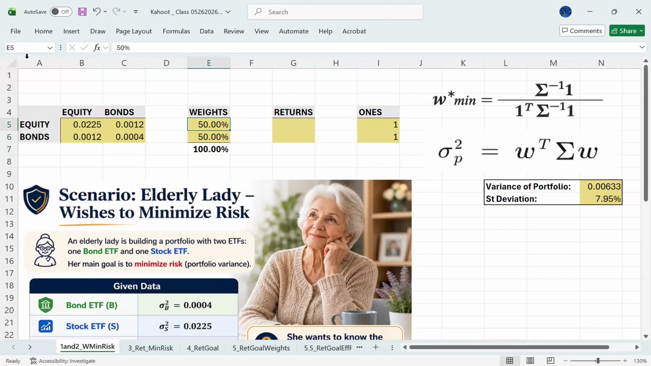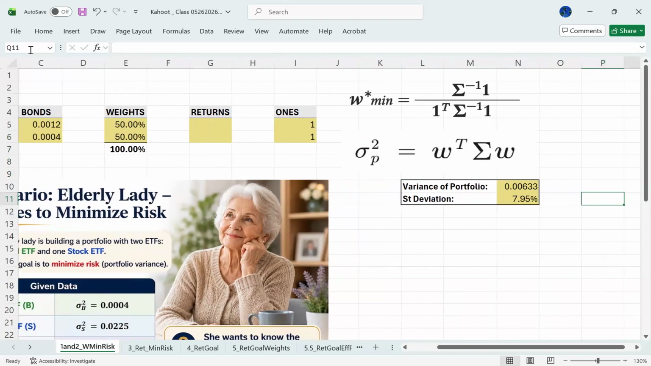let's name a few of these cells just to help with that formula, which I'm going to use now. I'm going to call this WE, the weight of equity, WB, weight of bonds. Then I'm going to call this bar E, variance of equity. I'm going to call this bar V, variance of bonds. And then I'm going to call this cov EB, specifically the covariance, not the covariance matrix, but in this case, the covariance between equity and bonds. Okay, and now we have named all of these.